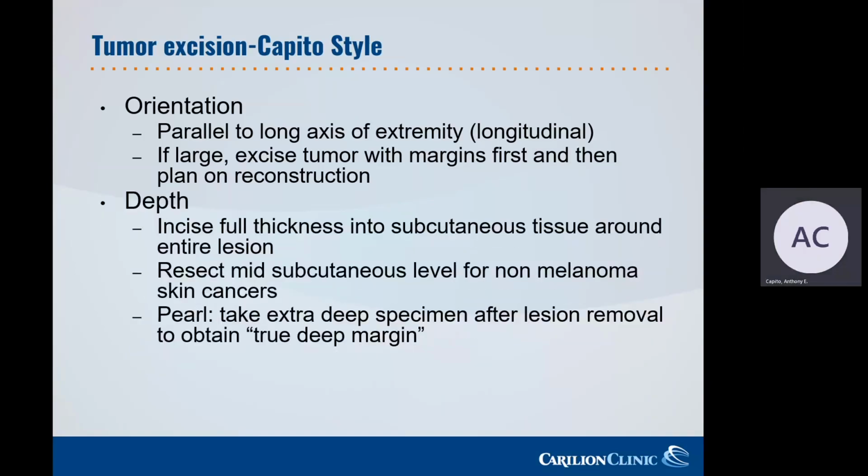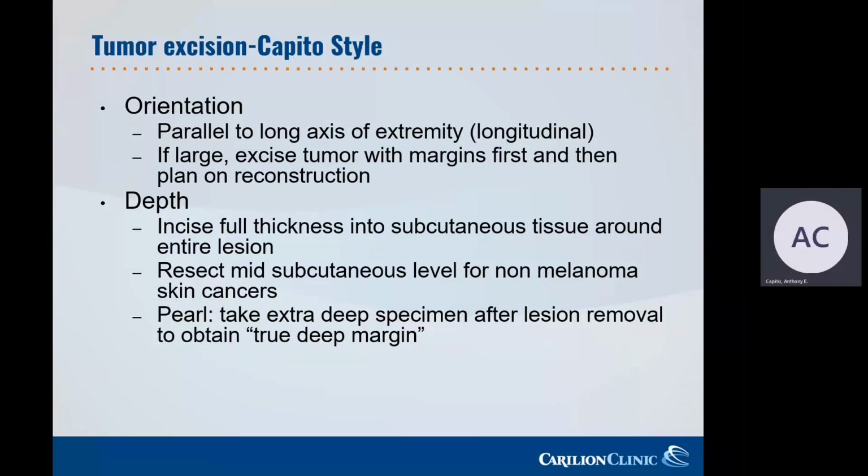I tend to incise the entire perimeter, full thickness, so through the epidermis and dermis into the subcutaneous tissue about midway. I think this is a good starting indication for removal of most of these skin cancers, except for melanoma. And then I resect in this area. It's usually above the veins.